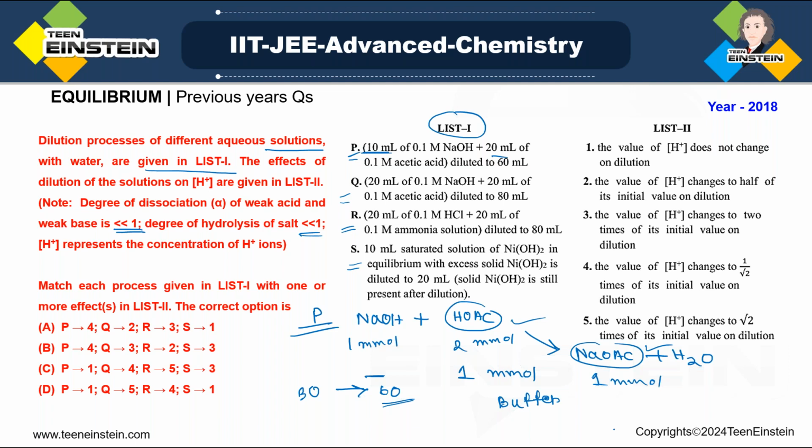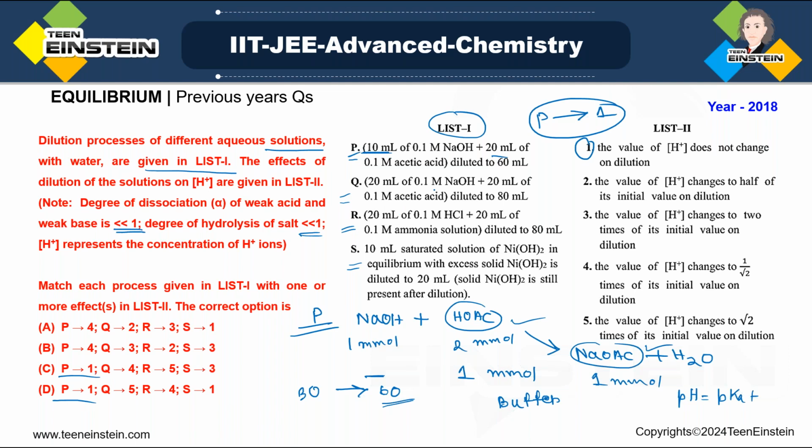So when you consider the Henderson-Hasselbalch equation, pH equals pKa plus the log of that ratio. That is a buffer, so this dilution effect actually doesn't matter. For a buffer we know there is no significant change in H plus. So the H plus will not change, and that is given in 1. So P should be matching with 1, and that you can have in C or D. So P is 1.